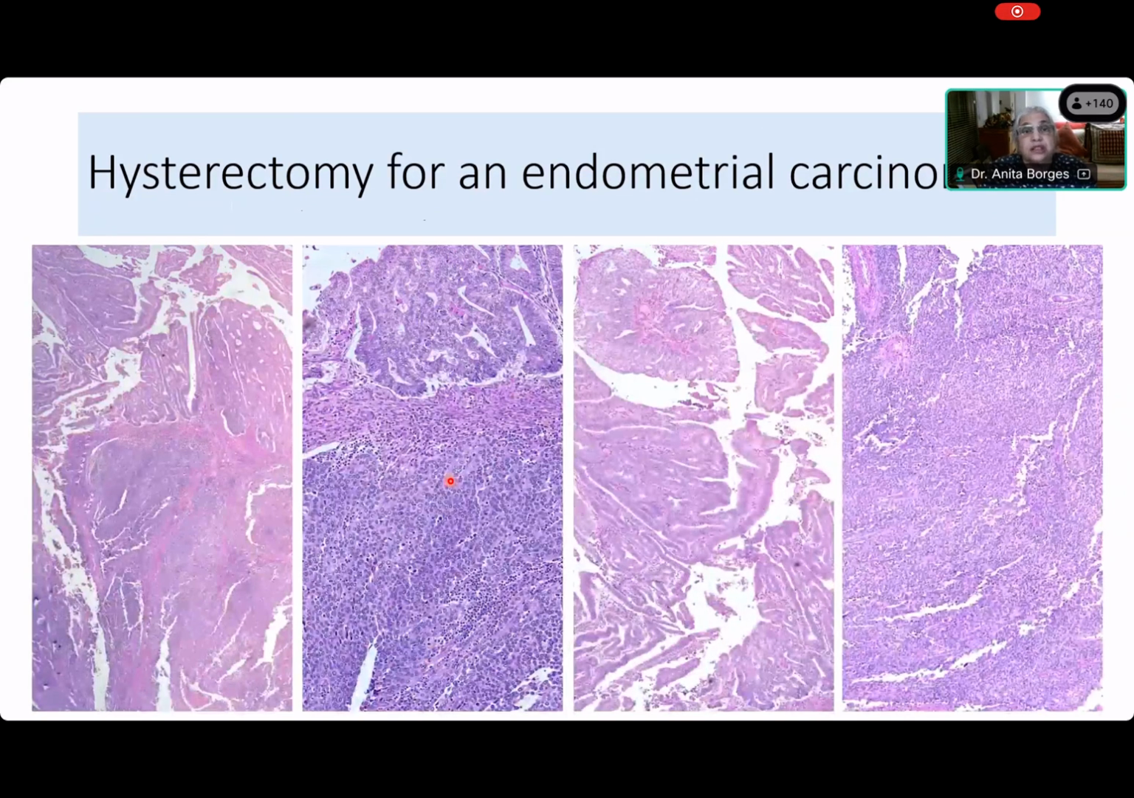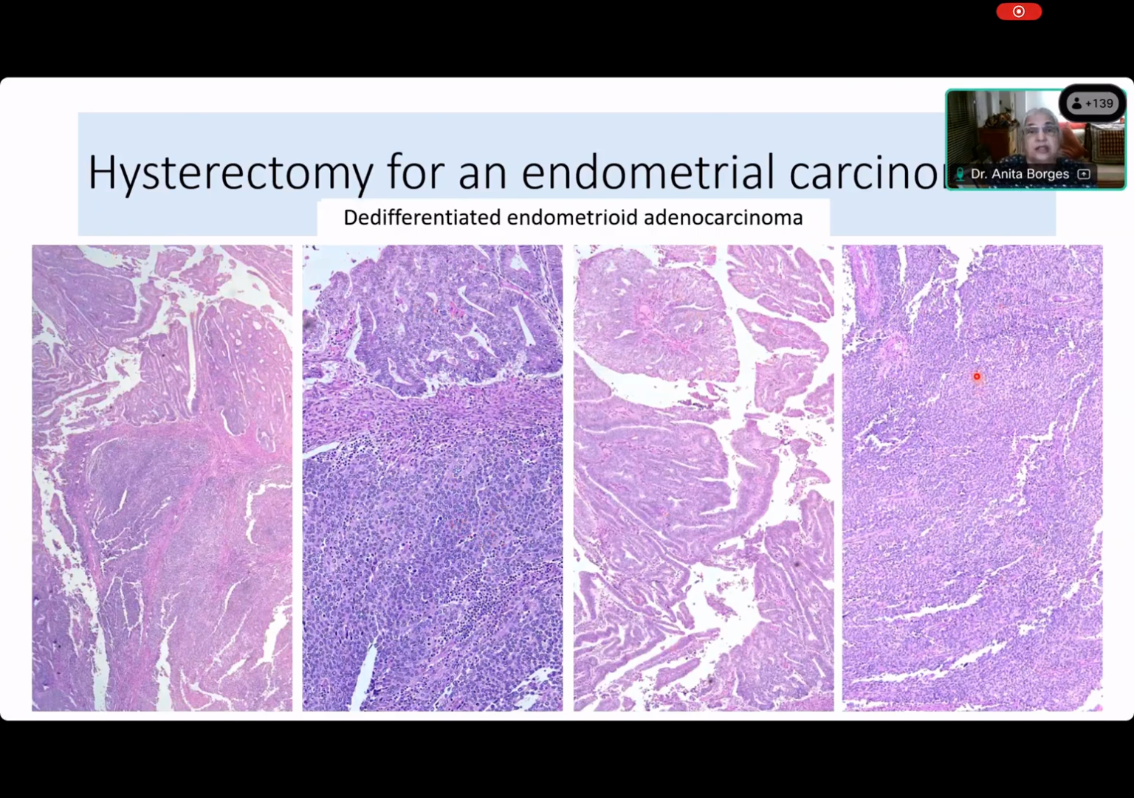And here is a hysterectomy for an endometrial carcinoma. You can see the beautiful differentiated endometrial carcinoma here. The complete lack of differentiation has just become like a round cell tumor. That is how it looks in the better differentiated parts, and this is how it looks here. So this is a dedifferentiated endometrioid adenocarcinoma. You can see the endometrioid adenocarcinoma on top.